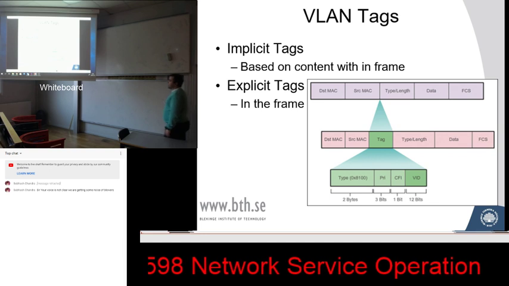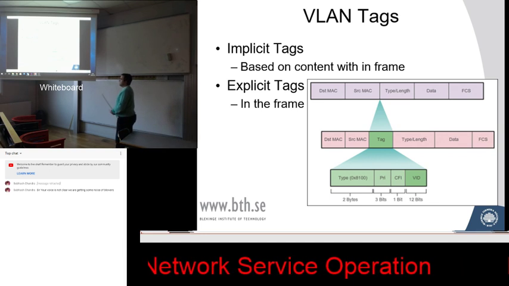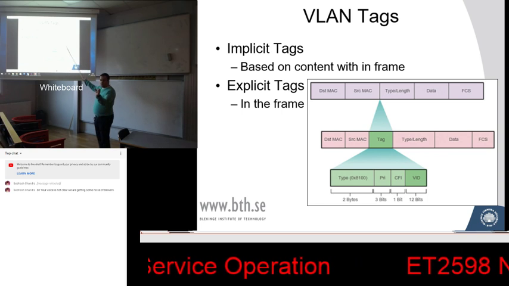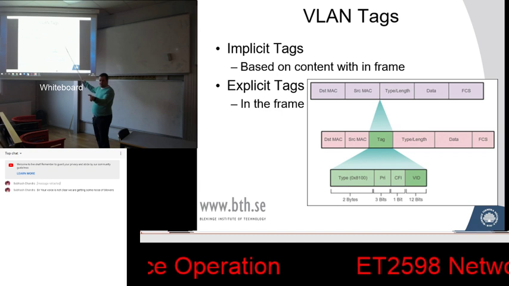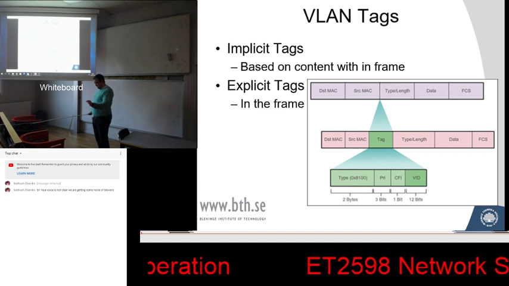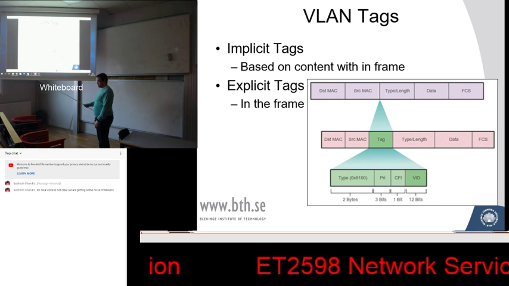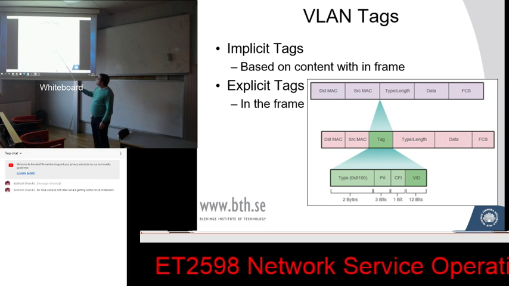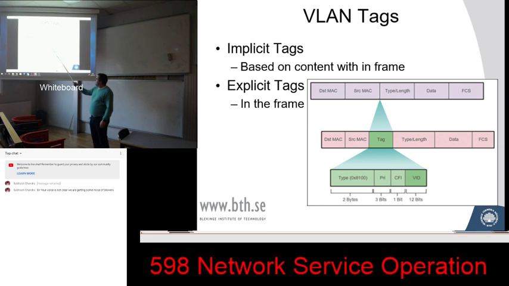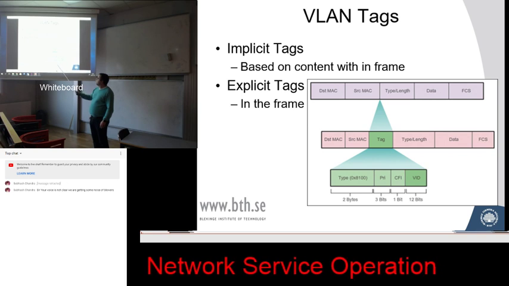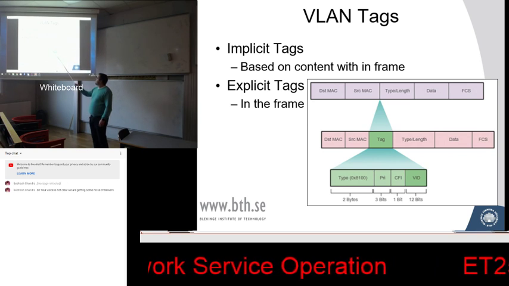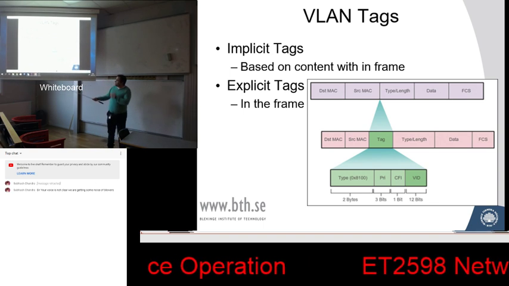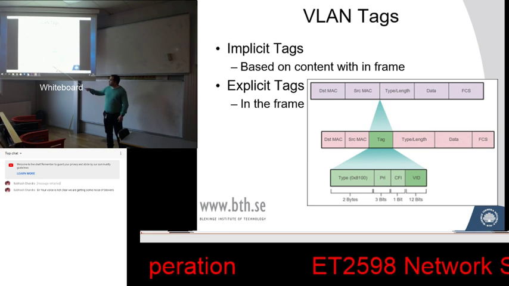So, there are two types of tags. There are the implicit ones, where we say, all right, if you look into that chunk of data, read that information, and based on what information you find there, that means it is of that VLAN. The more normal one is the explicit one, and then we insert 2 bytes. We put a tag between the source and the type/length.